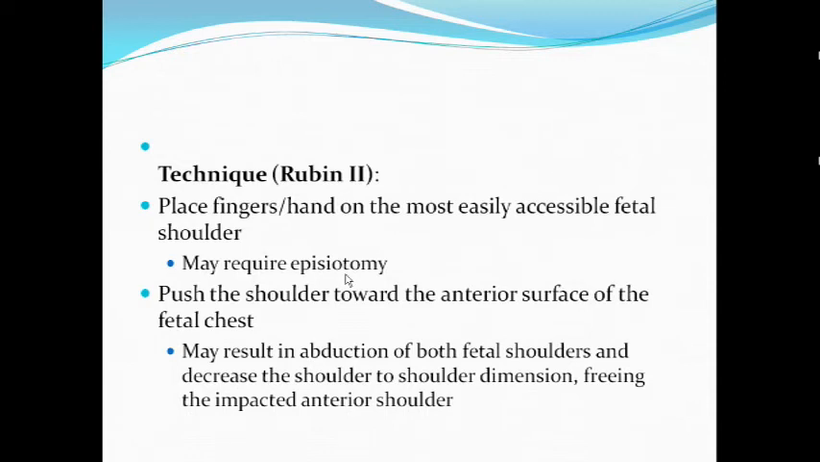Any shoulder, whichever is easy to approach. It's very difficult to assess, even very difficult to touch the anterior shoulder in shoulder dystocia. So do the vaginal examination, see whether you are able to touch the anterior shoulder or the posterior shoulder, whichever is easier for you. Then place the finger or hand on the most easily accessible fetal shoulder; it may require an episiotomy also. Push the shoulder towards the anterior surface of the fetal chest. That is Rubin's two technique. Learn this because it's very confusing.